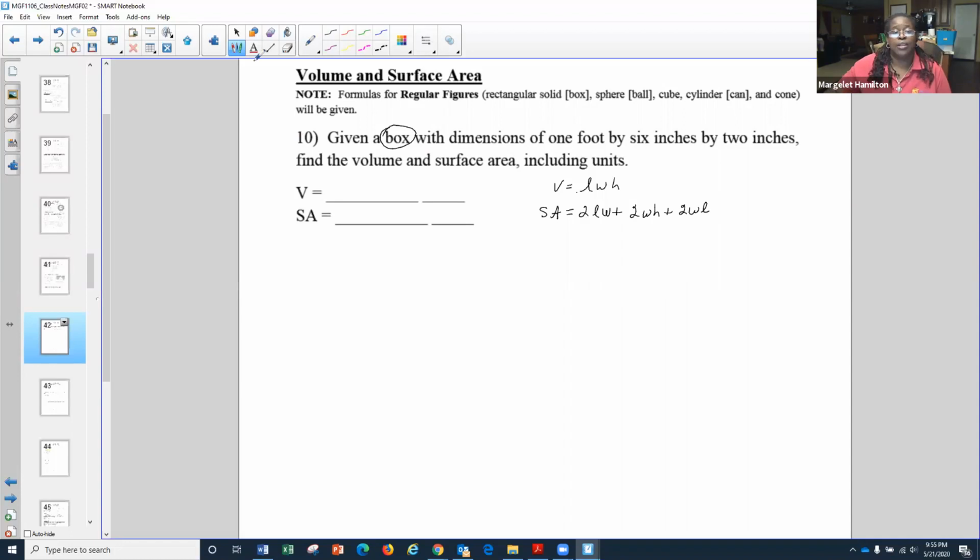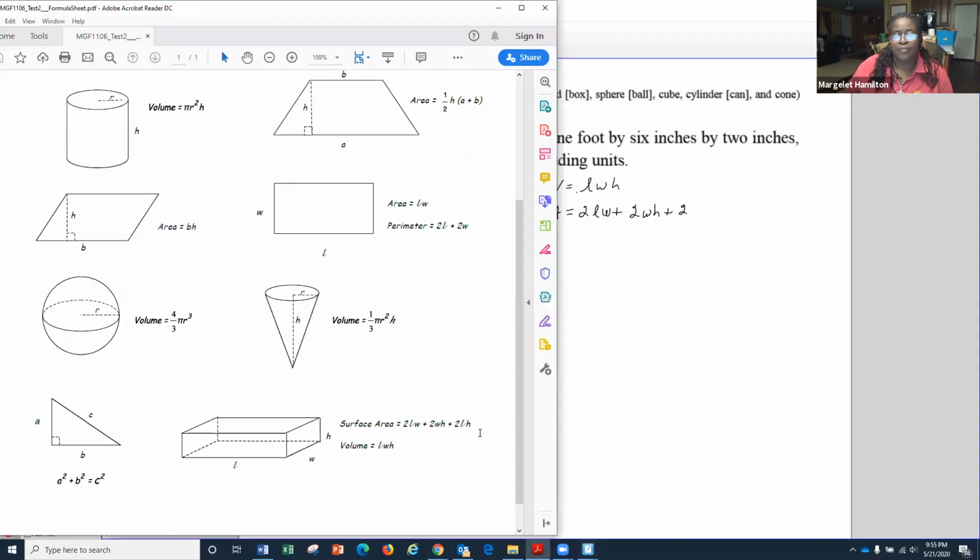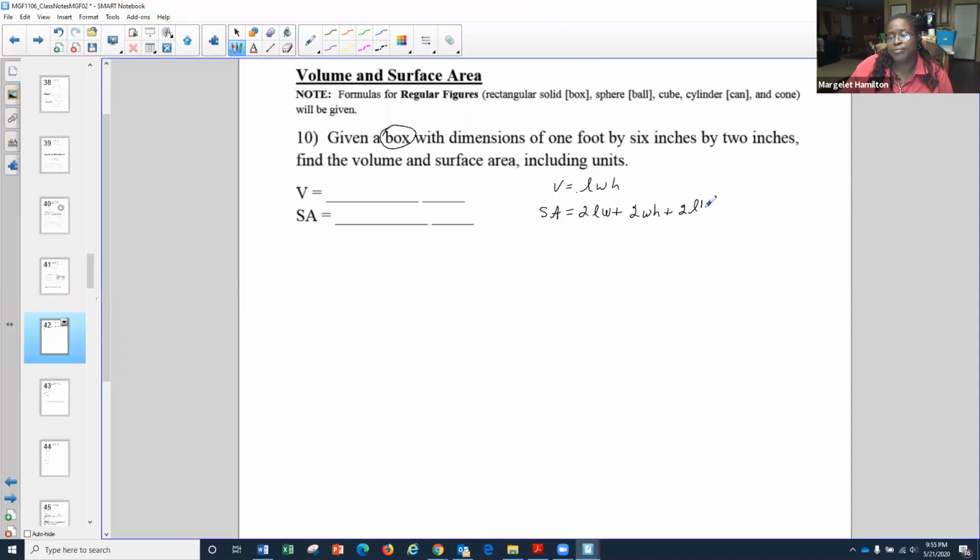Now, I think I wrote that incorrect because I have 3 W's, don't I? Sure do. Again, love the fact that you're going to have that formula sheet. It should be L times H. There we have it. Now we have our formula.